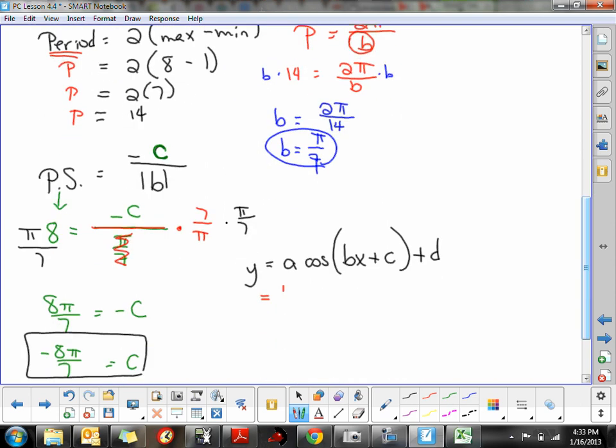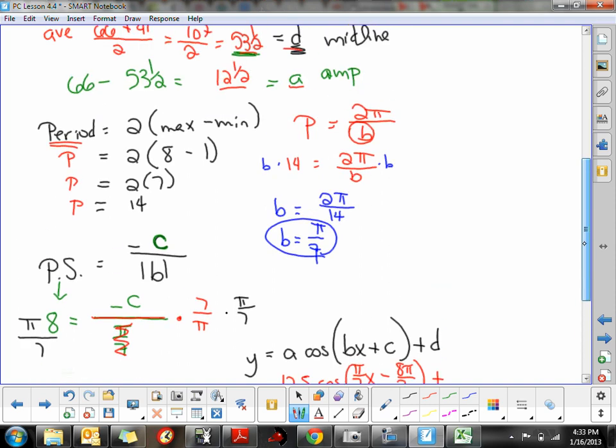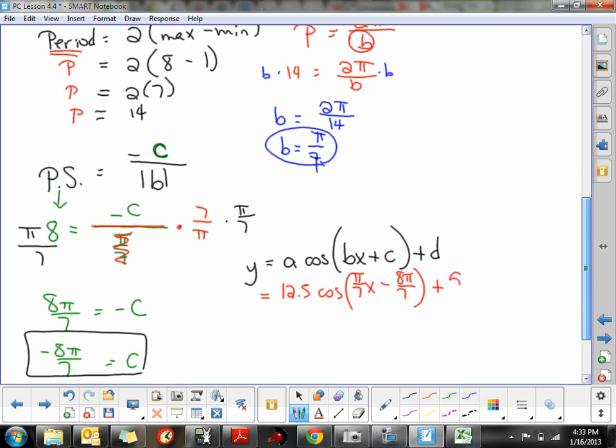So I'm going to go 12.5 as a decimal times the cosine of b, and the value of b was pi sevenths. So I'm going to put pi sevenths in for b, x. Then the value of c was a negative 8 pi sevenths, parentheses. Then our center line was situated at, I believe it was 53.5. Now this is the equation I think should model that data fairly well, and I'm going to put that in the calculator and see how well it fits.